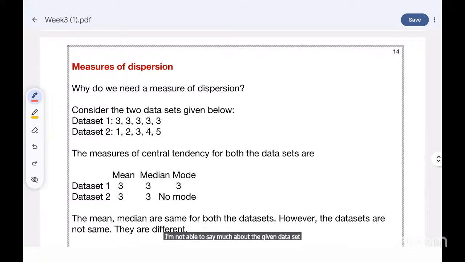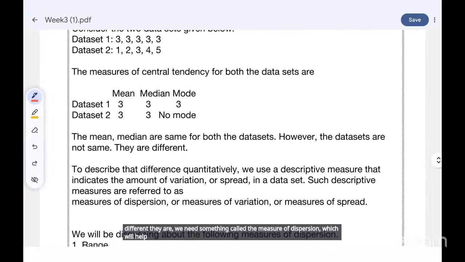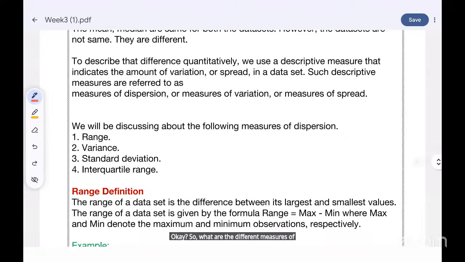So what is the main difference between data set 1 and data set 2? To understand that these two data sets are different and how different they are, we need the measure of dispersion. To describe that difference quantitatively, we use the measure of variation or spread. What are the different measures of variation or spread? It can be range, variance, standard deviation, and interquartile range.